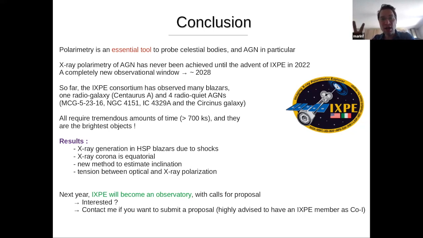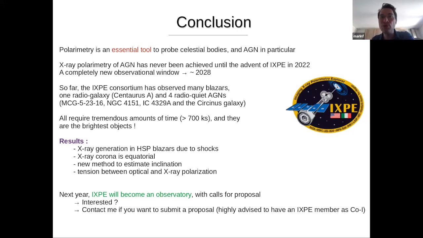X-ray generation in high synchrotron peaked blazars is due to shocks in the jets, and high and low synchrotron peaked blazars clearly have different physical phenomena to produce X-rays. The X-ray corona is along the equatorial plane. It's not a lamppost geometry as we assumed for the last decades. There are new methods now to estimate the inclination, but we still see that those are in tension with optical and infrared observations. However, next year, IXPE will become an observatory.